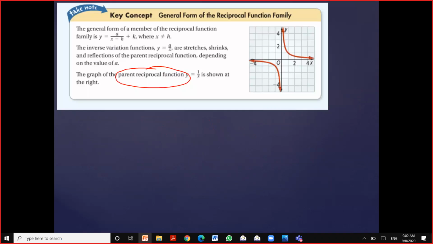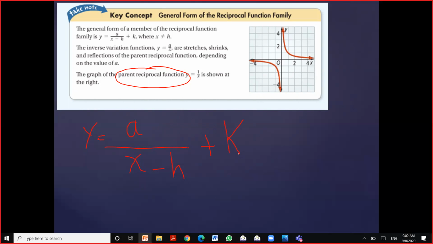But now, the general form of the reciprocal function is a over x. If the asymptotes are the x-axis and y-axis, we can write it as a over x. But if the asymptotes are not on the x-axis or y-axis, and are in another place, we subtract h, so it will be a over x minus h plus k. This type of reciprocal function we will talk about next period.